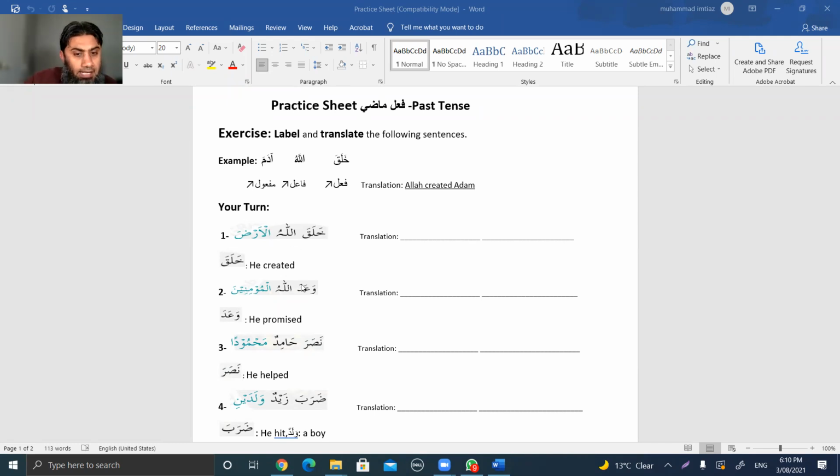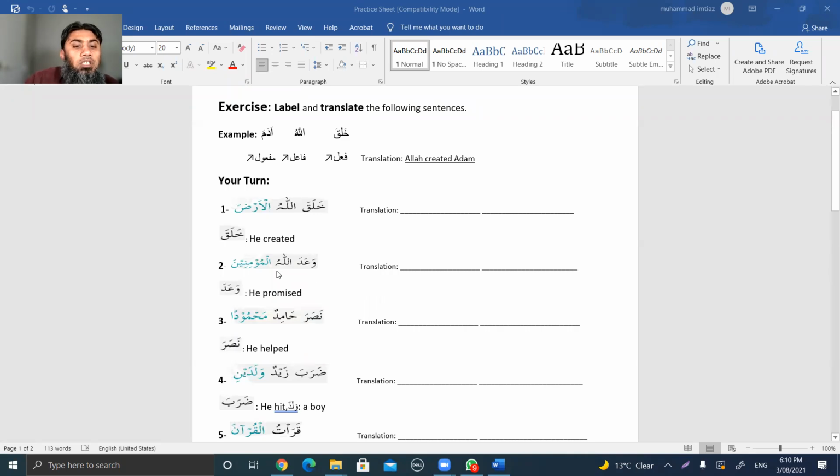Okay. Next one. Wa'adallahu al-mu'minina. Now, wa'ada, again same concept. Khalaqa, a sound in the start and a sound in the end. Wa'ada, a sound in the start, a means fatha sound or zabar sound, and fatha sound in the end. Middle sound can change, but the starting sound and ending sound are always a in the case of fail madi. So wa'ada is fail madi.